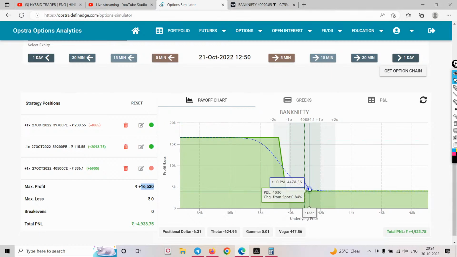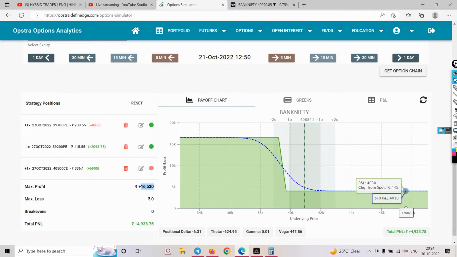Now tell me, if someone has a view that the market will keep going up and up, even now the market will keep going up.